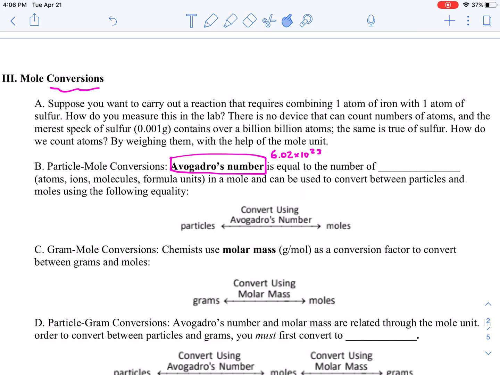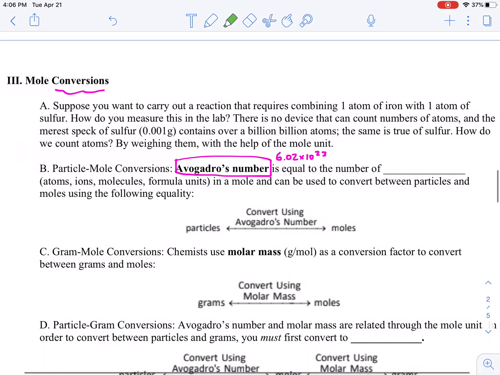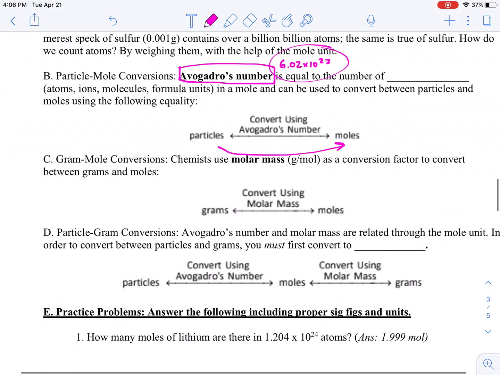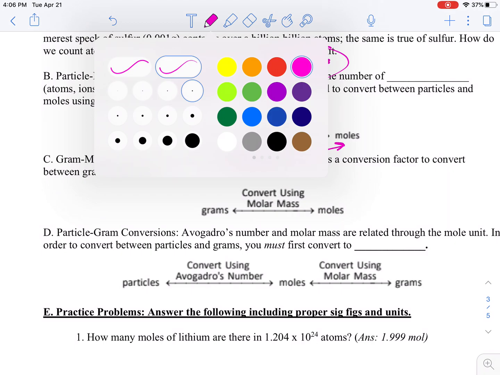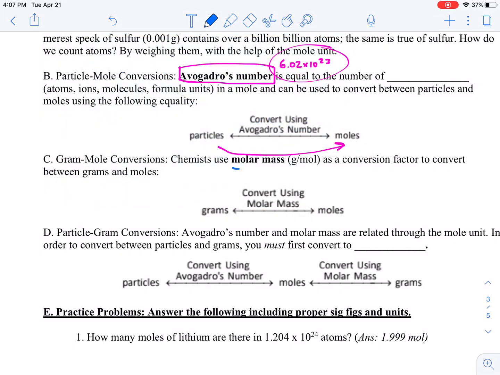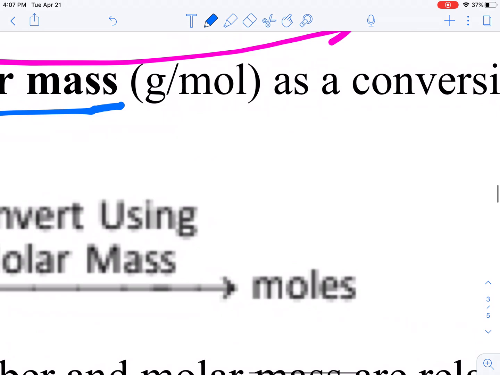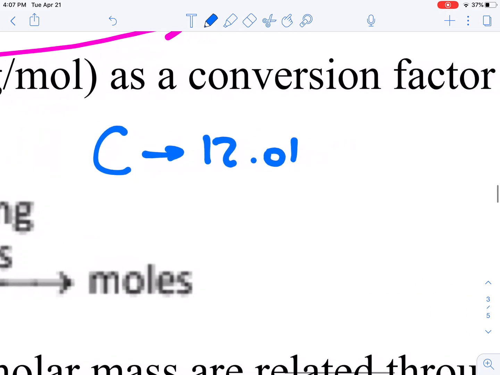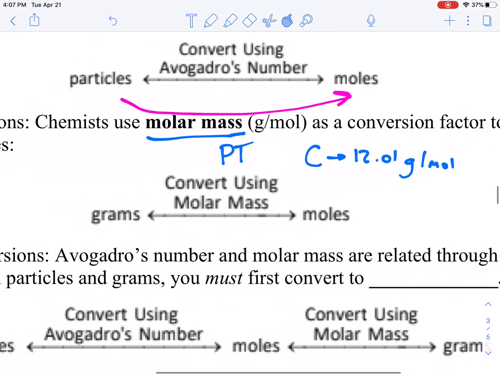So we know that we could convert directly between particles and moles using this number, right? And we also know that if we want to convert between moles and mass, we use something called the molar mass. Remember, the molar mass comes from the periodic table. It's different for each element. For instance, for carbon, it is 12.01 grams per mole. So if we wanted to convert between the number of moles and mass, we could use this number from the periodic table.